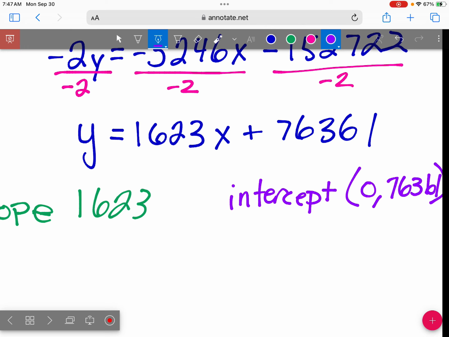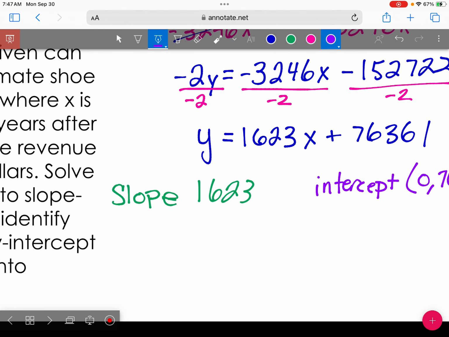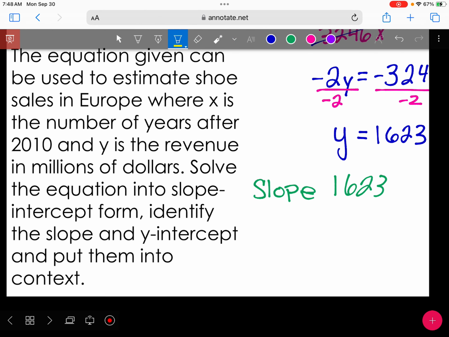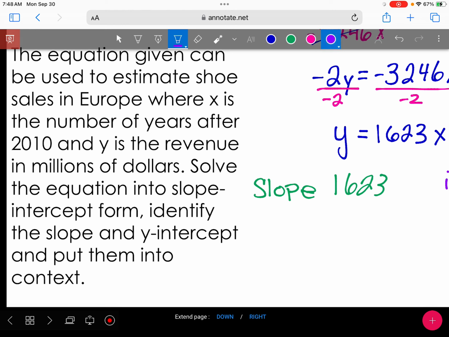So our last piece is to put these into context. So we need to say what it means in terms of the problem. So Y is the revenue. So Y is the money that they make. And our X is the number of years after 2010.